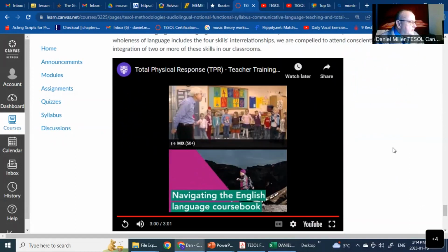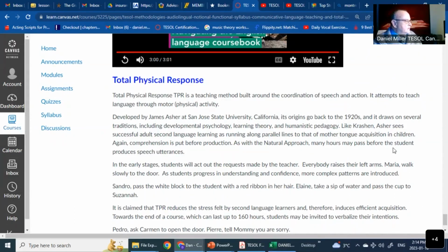So that's an excellent little example of how TPR actually functions. The total physical response as a methodology was developed by James Asher at San Jose State University in California. Its origins go back to the 1920s, and it draws on several traditions, including developmental psychology, learning theory, and humanistic pedagogy. Like Stephen Krashen, Asher sees successful adult second language learning as running along parallel lines to that of mother tongue acquisition in children. Again, comprehension is put before production. As with the natural approach, many hours may pass before the student produces speech utterances.